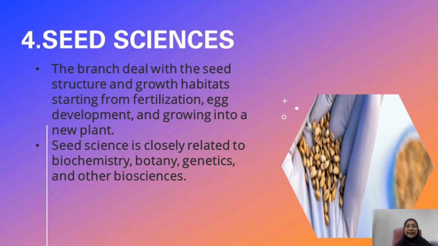Okay, seed science. What is actually seed science? Everything that relates to the seed, you can call seed science. It is the branch that deals with seed structure and growth habit, starting from fertilization, egg development, and growing into a new plant. It means you have a seed, and how you want to manage the seed until it becomes a seedling and then a plant. Seed science is closely related to biochemistry, botany, genetics, and other biosciences.